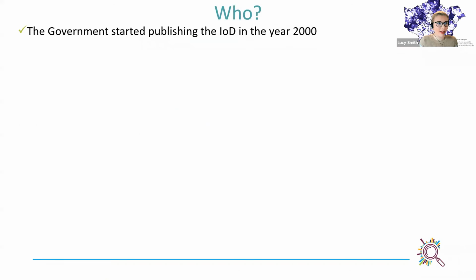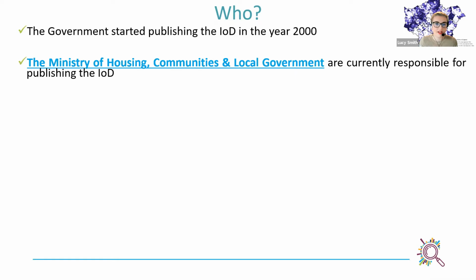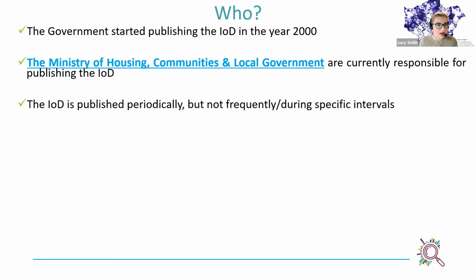Okay, so who? The government started publishing the indices of deprivation in the year 2000. The Ministry of Housing, Communities and Local Government are currently responsible for publishing the IOD. It's published periodically, so that means it's published from time to time. There's not a particular frequency or interval in which it's published. You'll see that the range changes from every 3 to 5 years.